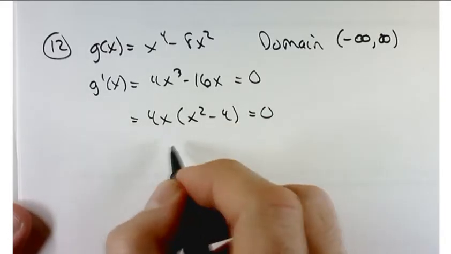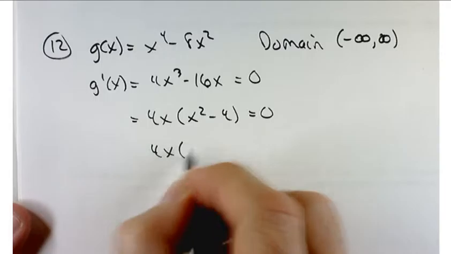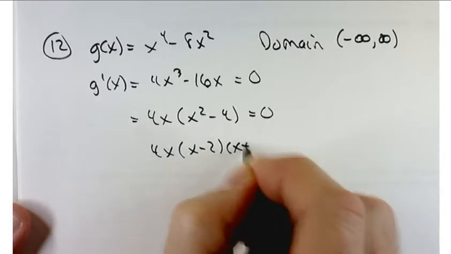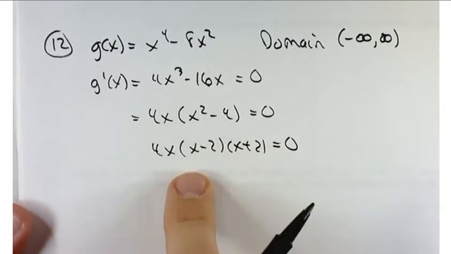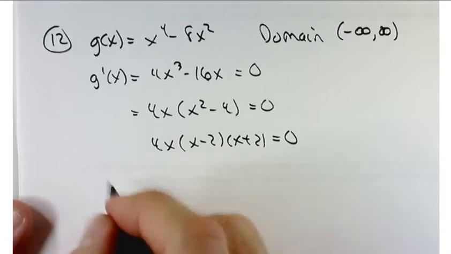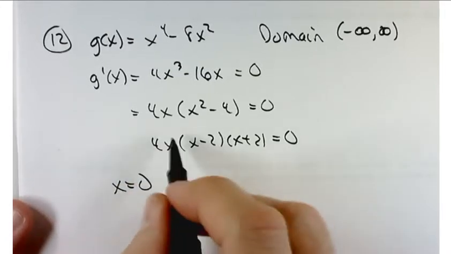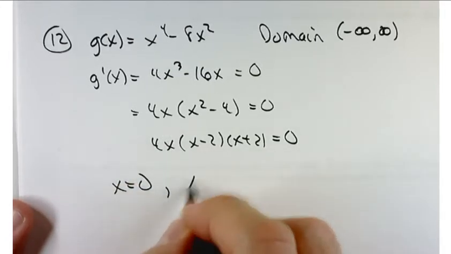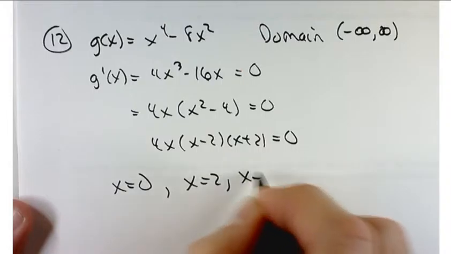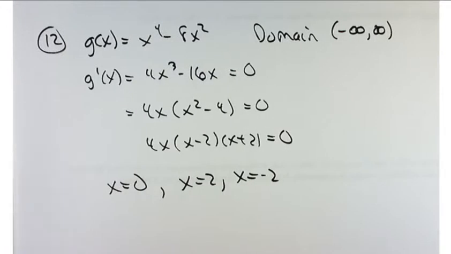Let's think, what else? I can factor that further as x minus 2 times x plus 2. And then from here, I can read off my solutions, right? I get a solution at 0, at 2, and at -2. So those are my critical points.